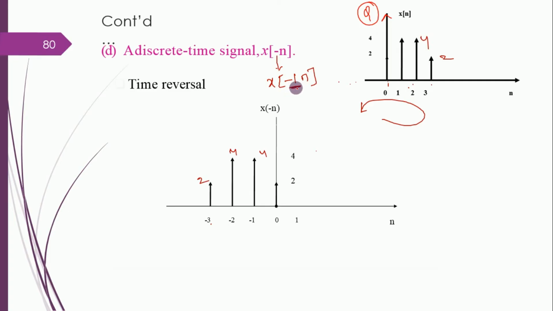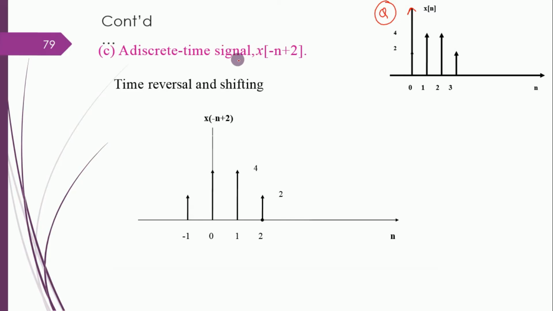Or else, one more way is, take this minus and write it in this fashion: x of minus n. Consider minus 1 to be a scaling factor. If you consider it a scaling factor, what are you doing? You take it to the denominator: 0 by minus 1, 1 by minus 1, 2 by minus 1, 3 by minus 1. So it will result in 0, minus 1, minus 2, minus 3. Write it in this way. At minus 3, what should be there? 2. At minus 2, 4. At minus 1, 4. At 0, as it is. Even this way is also okay. These are all tricks you can apply for solving efficiently.